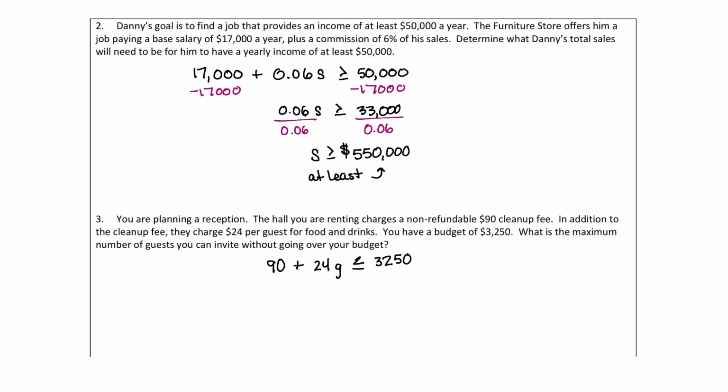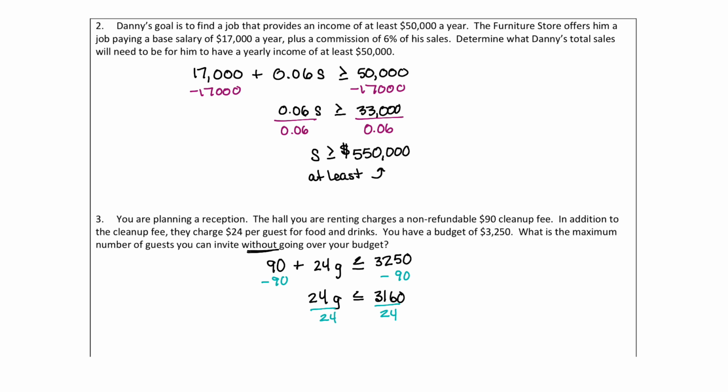Now this is one where you have to watch the decimal because you can't have a part of a person, right? So you can't have a decimal representing g for the number of guests. So here we go. Solve this one. We're going to subtract 90 from both sides. So we end up with 24g is less than or equal to 3,160. Divide both sides by 24.